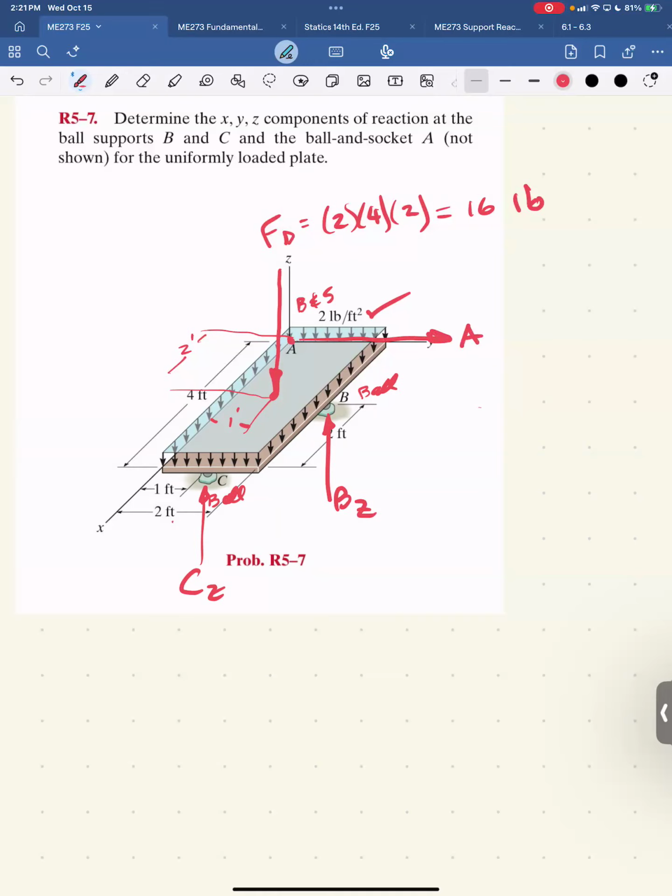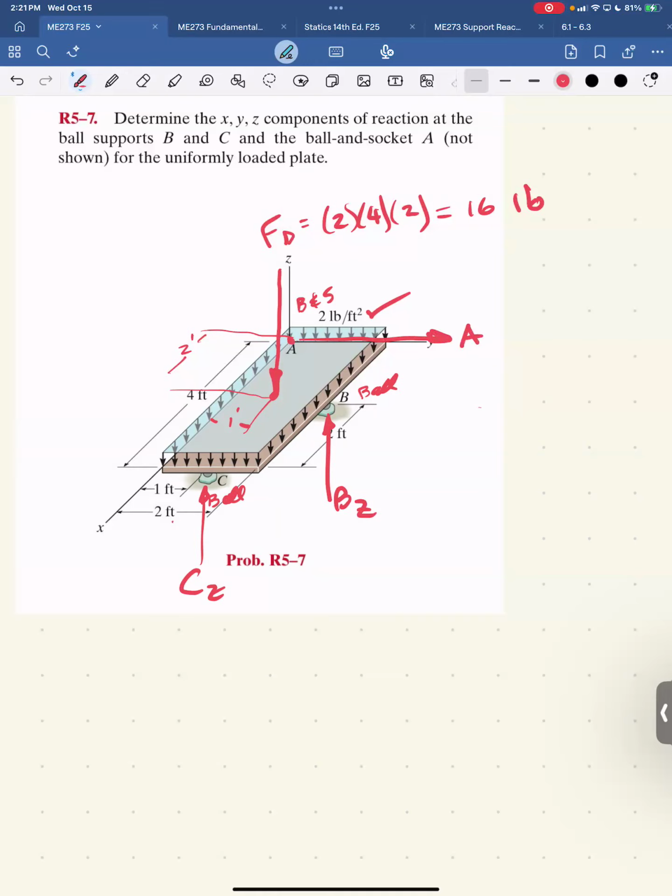Count your unknowns: AZ, AX, AY, BZ, CZ. 5 unknowns. Got a coordinate system. We're ready to go. I summed moments about the x-axis first.